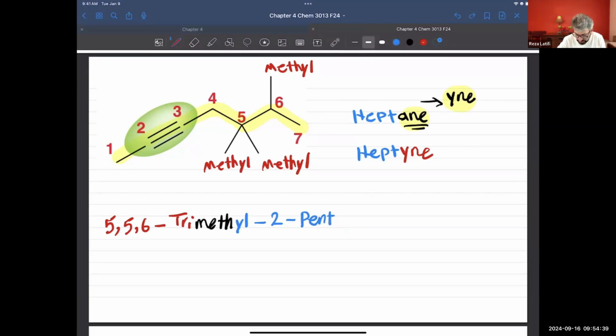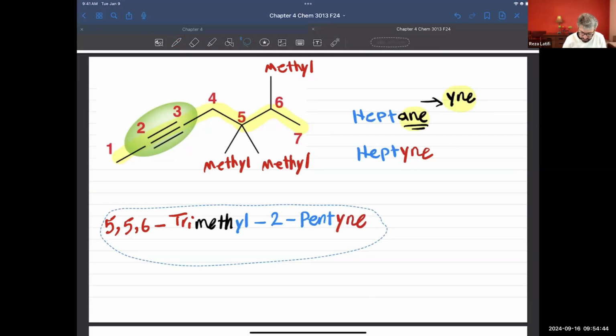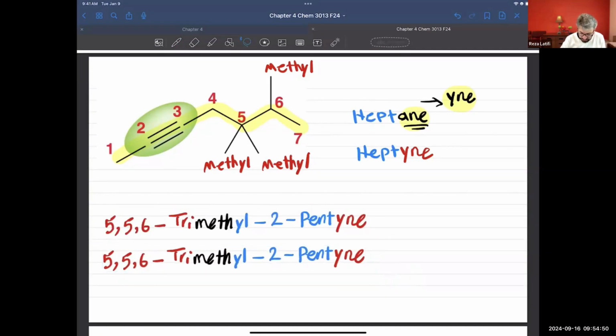Okay, I can rewrite the name this way. Let's keep the first part and then change this section. We're going to say we have 5, 5, and 6 trimethyl, and then let's write the name of the main chain. It has 7 carbons. Forgive me, I keep saying pentane. It's heptane. I'm sorry about it. It's heptane.